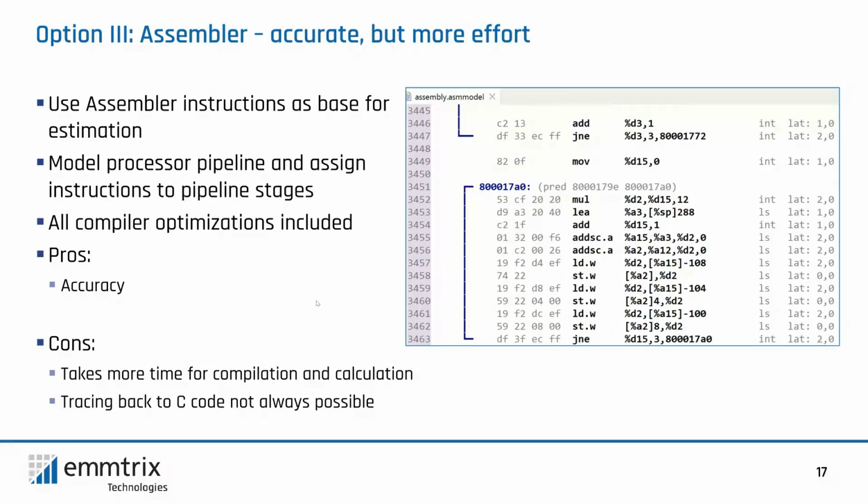Some small disadvantages here. It takes a bit more time for compilation and calculation because we really need to compile it, and in order to be able to track everything back to the original code, there are also some internal transformations required, so this takes a bit longer. And sometimes this tracing back is not completely possible because the assembler code really tries to remove everything that is not needed. So going back to the original C code might lead us to cases where nothing is left from the actual C code.